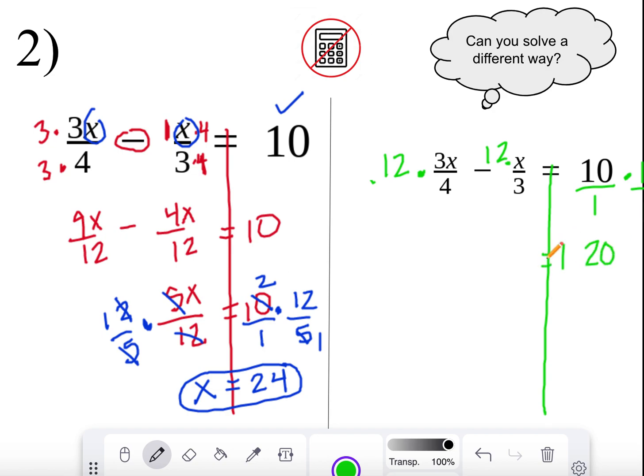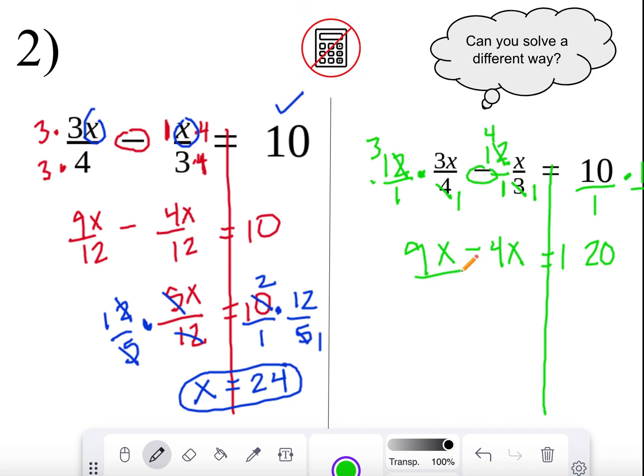Now over here, 12 over 1, when I'm multiplying the 4 and the 12, we can divide by 4 and get 1. Divide this by 4 and get 3. 3 times 3x's, that's what we have left, would be 9x's. Now here when I multiply by 12, 12 over 1 times x over 3. See how the 3 and the 12 are both divisible by 3. And now I have 4 times x, which would be 4x's. Now I just dropped down the minus sign.